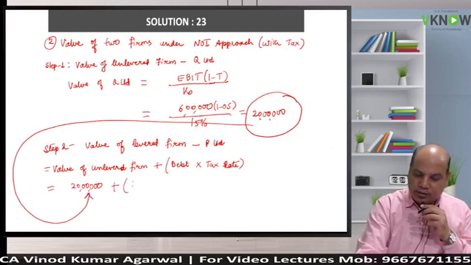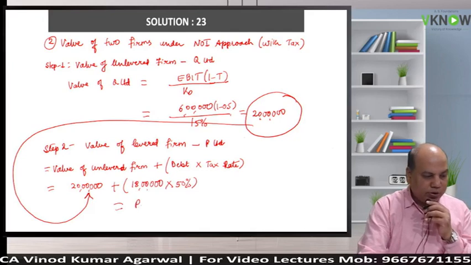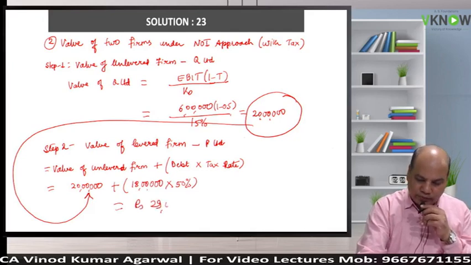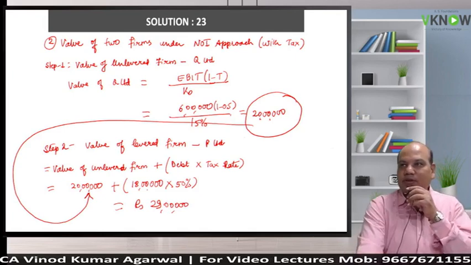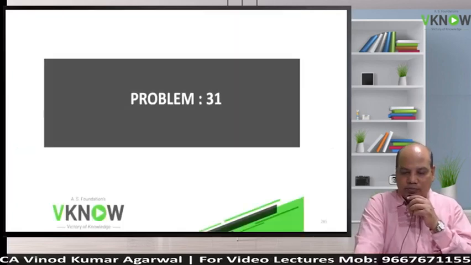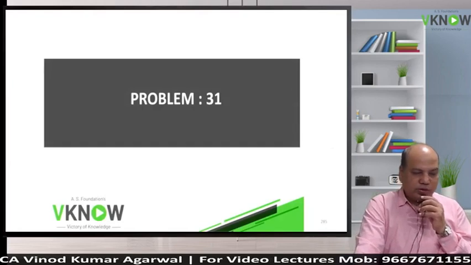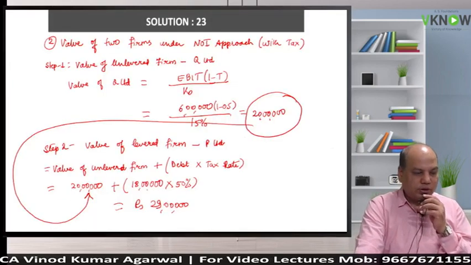What is the debt? 18 lakh. And what is the tax rate? 50%. So the answer will be rupees 29 lakh. The answer is rupees 29 lakh. Do you agree? Say yes. This is a 6-mark question. Only this much effort you have to take.